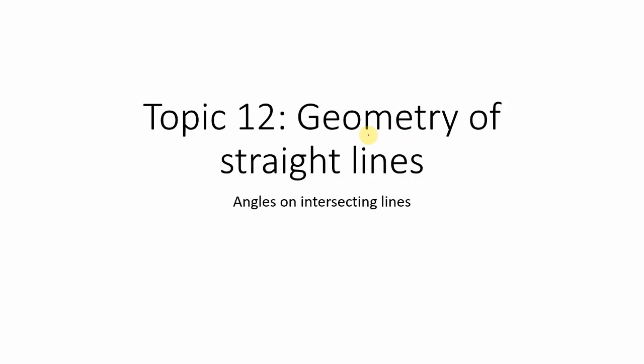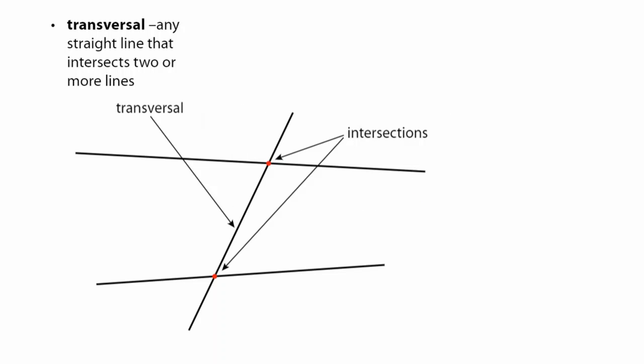We are busy with the topic of geometry of straight lines. We are going to focus in this lesson on angles on intersecting lines. First, a bit of terminology. We need to know what the transversal is. It's any straight line that intersects two or more lines.